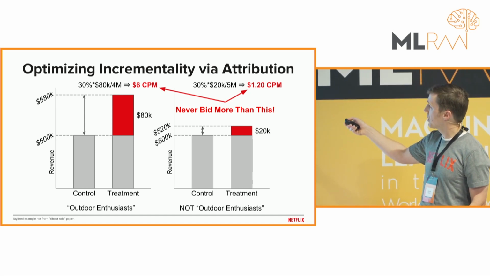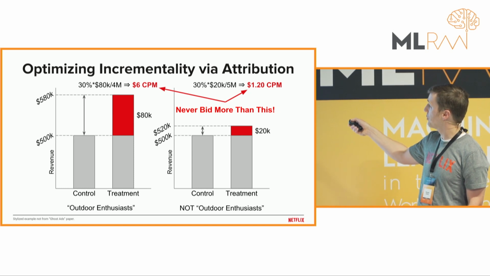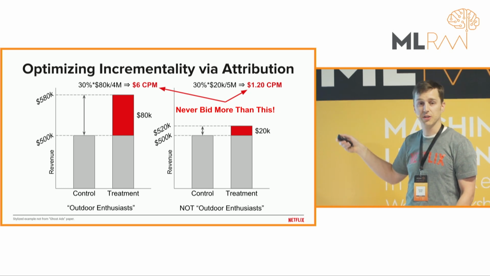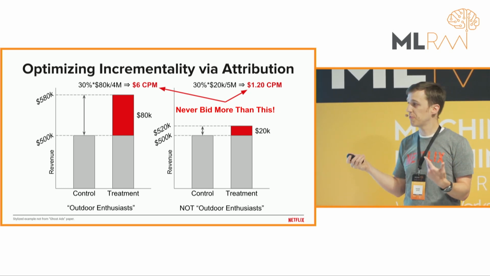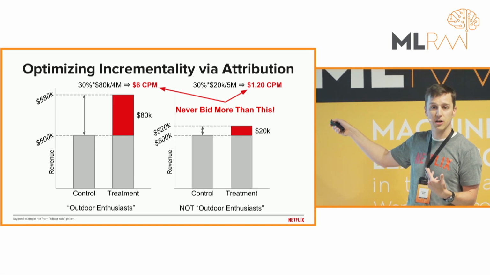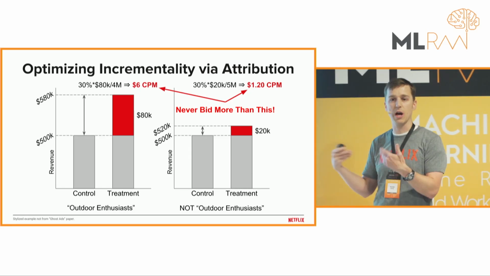And likewise over here, we can do the same calculation for the not outdoor enthusiast, and it allows us to establish $1.20 as the threshold. So if it turns out that before we were bidding $3 over here and $3 over here, we were throwing away money on the not outdoor enthusiasts, and we were missing out on arbitrage opportunities for the people who are outdoor enthusiasts.